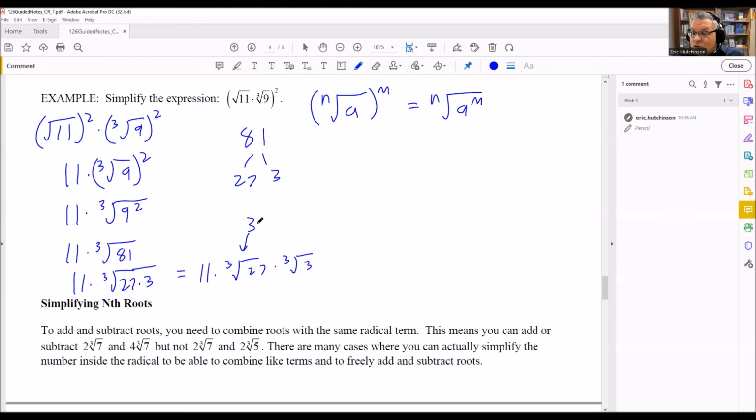So all this here will just turn into a 3, which means I got 11 times 3 times the cube root of 3, which means that for my final answer, I get a 33 outside because I can multiply that. Now, we can't do anything with this cube root of 3 because that's not a perfect cube. So there's nothing more we can do with that. The final answer here is going to be 33 times the cube root of 3.